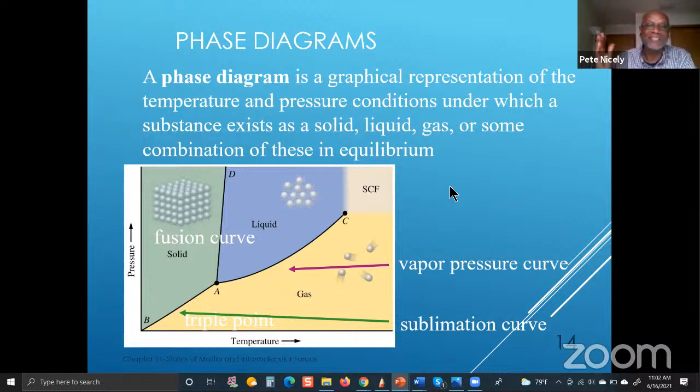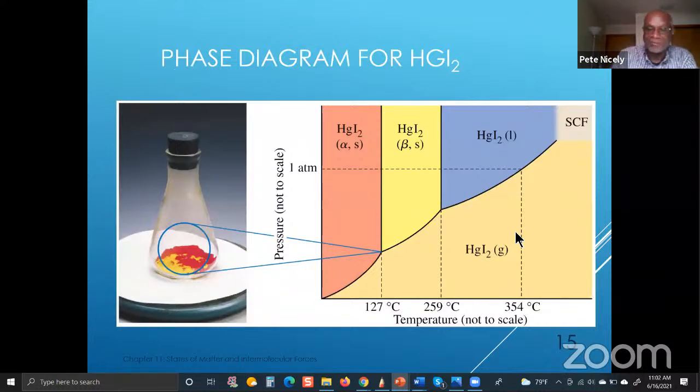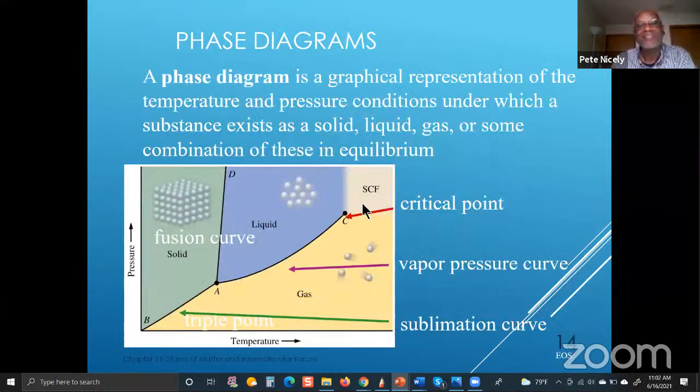Now, there are some variations, as you're going to see, but most substances, if you look at their phase diagram, this is what it looks like. Oh, I skipped over something here. The critical point, very important. We're going to talk about this later on, but basically, it's the temperature at which you cannot make a distinction between the liquid and gaseous state. So that is something that we're going to see shortly. We're going to spend some time talking about that.